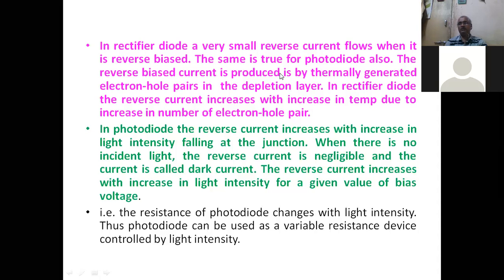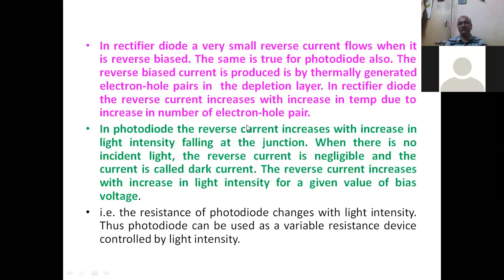You know, when the temperature is there, thermal energy is provided to the PN junction, and therefore some of the covalent bonds break and electron hole pairs are generated, and these are called the minority charge carriers. So the more the temperature, the more minority charge carriers will be generated, and therefore the more will be the reverse current when the ordinary diode is reverse biased. So the reverse current increases with increase in temperature, because the temperature increases the number of electron hole pairs in the ordinary diode. Now what happens?